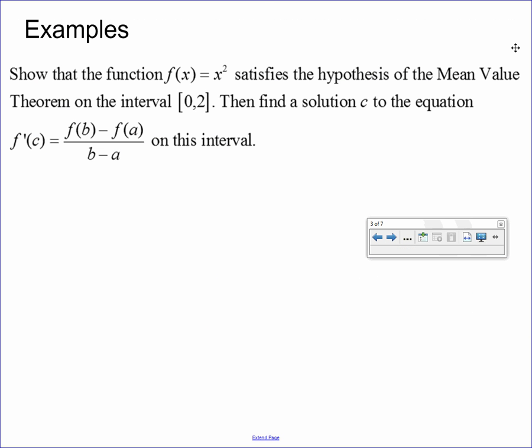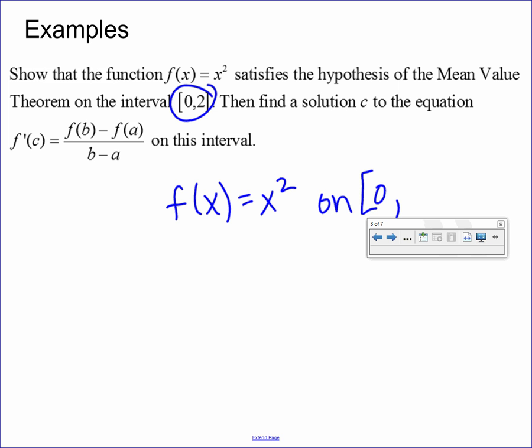So the example is the function f of x equals x squared, and we're going to look at the closed interval 0 to 2. So we have a closed interval, it's continuous from 0 to 2, and it's differentiable from 0 to 2. So it meets all the criteria of the mean value theorem. So f of x equals x squared on the interval 0 to 2. It's closed.